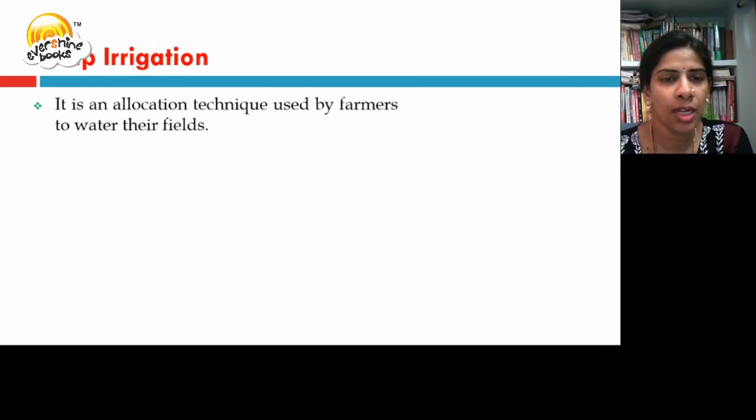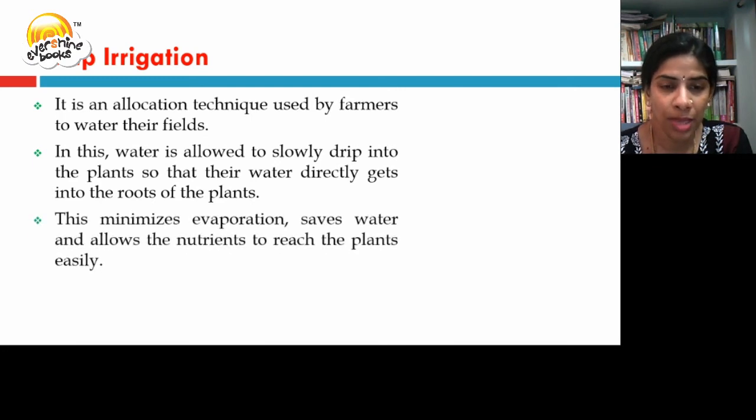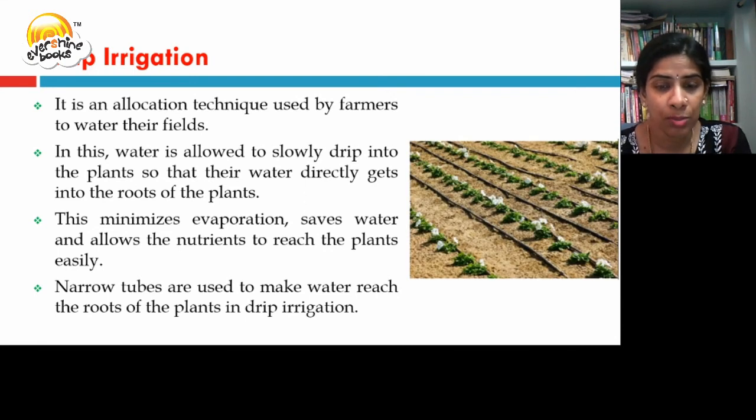Drip irrigation. It is a method used by farmers to water their fields. In this, water is allowed to slowly drip onto the plants so that the water directly gets to the roots of the plants. This minimizes evaporation, saves water, and also allows the nutrients to reach the plants easily. Narrow tubes are used to make water reach the roots of the plants in drip irrigation. So the narrow tubes which you can see make water reach the roots of the plants.